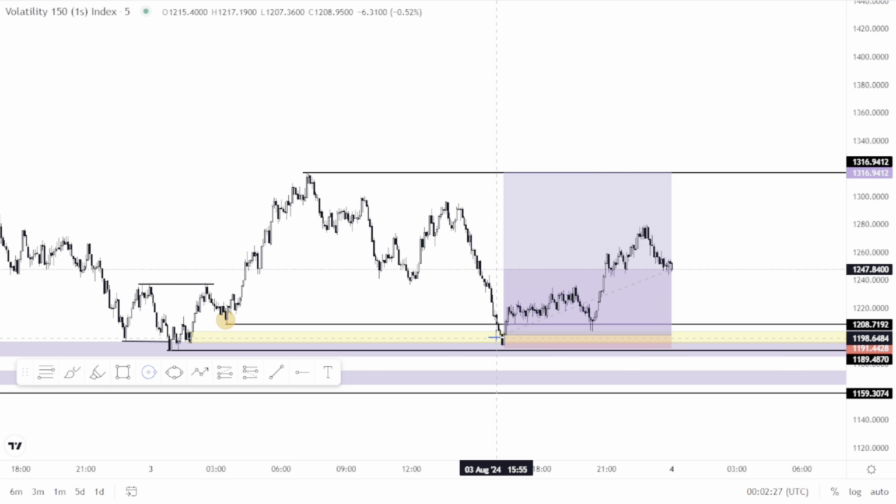So don't forget, this is your engulfing candle, right? That's your engulfing candle. That's the entry.